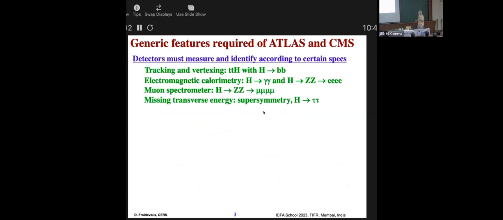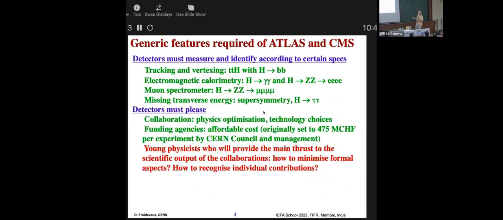Okay, so the detectors, therefore, must measure and identify according to certain specifications, and the Higgs boson was, I would say, the most benchmark process, the most rich benchmark process we had. We had, of course, supersymmetry searches, searches for exotic particles, standard model precision measurements, but the Higgs particle, with its abundance of production processes and decays, was sort of the measurement stick to compare Atlas, CMS, to compare to Tevatron, to compare to SSC.